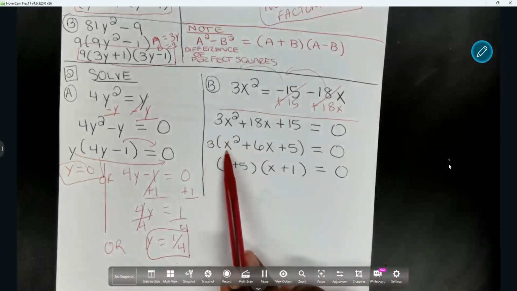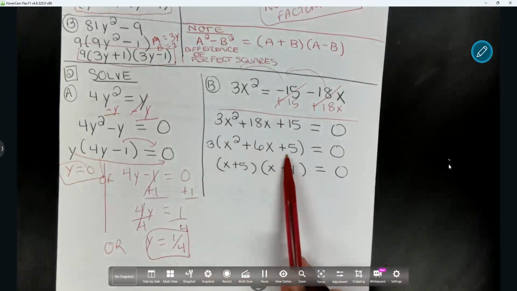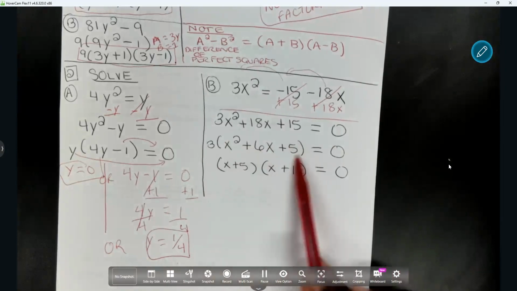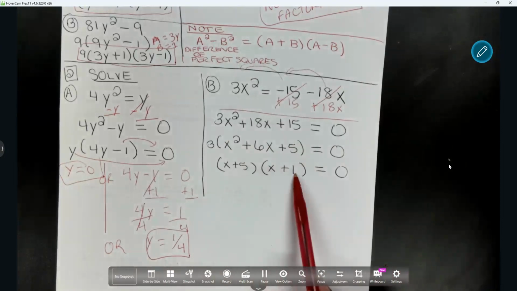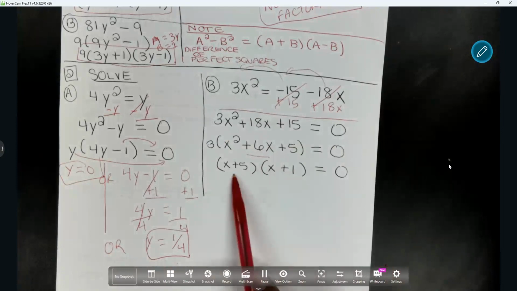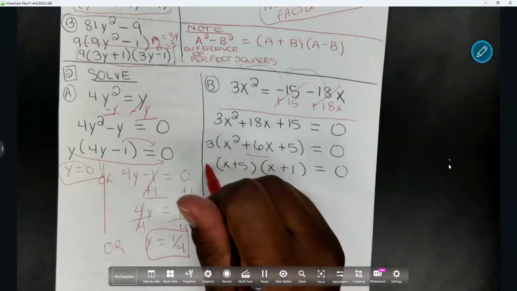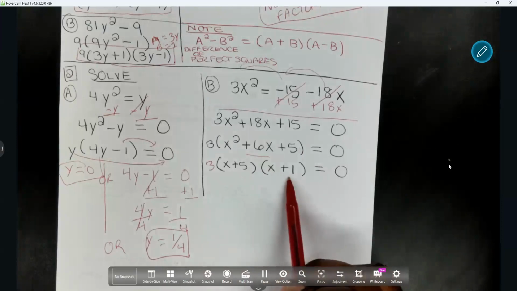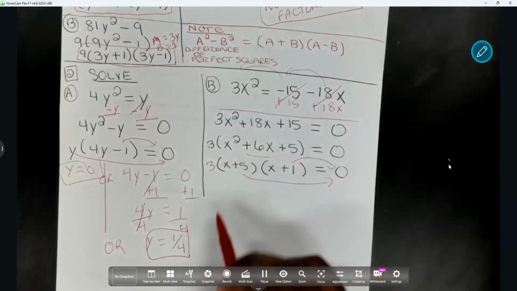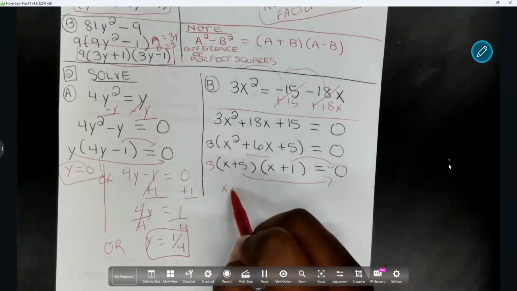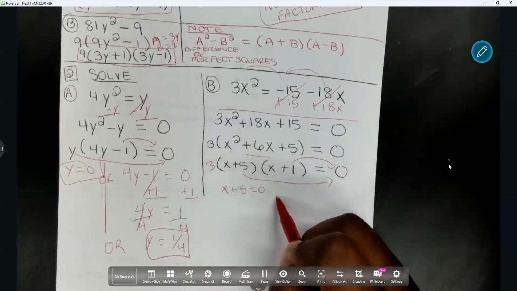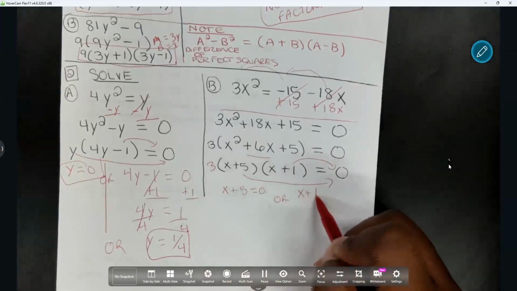That left us with x squared plus 6x plus 5, which then we were able to factor using two numbers that multiply to give us 5, but when we add them, we get 6, and that was 5 and 1. These factors, x plus 5 and x plus 1, we're going to set each of those equal to 0 and solve. So keep that 3 on the outside for right now, but we just want to know those values of x. So x plus 5 equals 0, or x plus 1 equals 0.